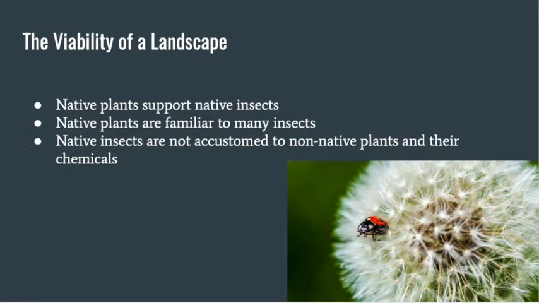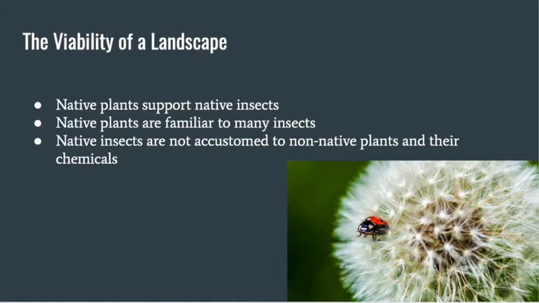The viability of a landscape. Although non-native plants can provide animals with shelter, nesting grounds, and some food, native plants sustain a higher diversity and amount of wildlife, including the bees, butterflies, and birds that we love to see in our gardens.